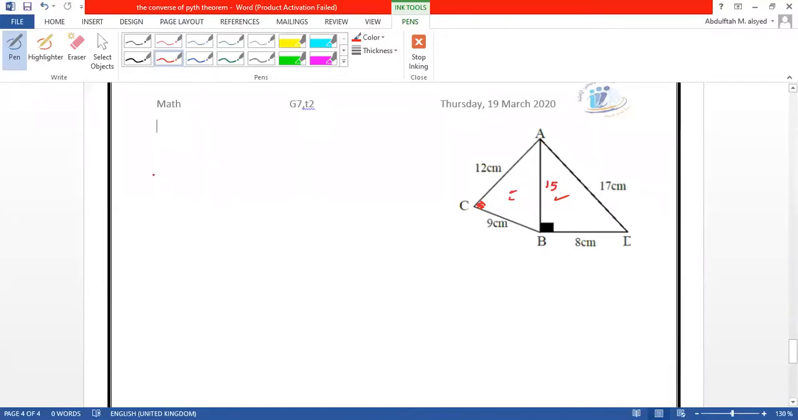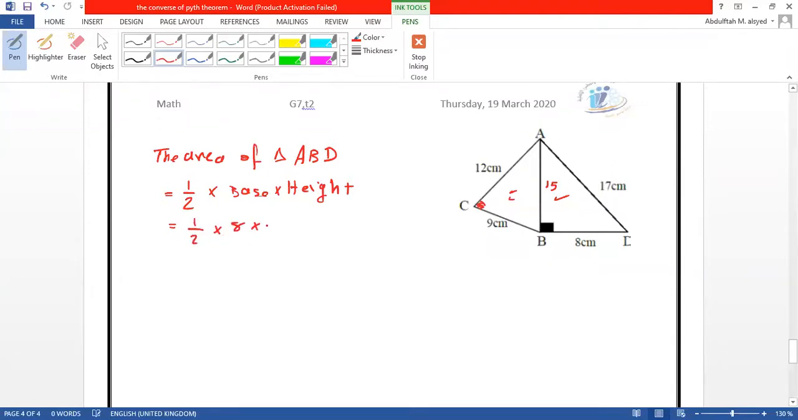Now we have to find the area of the triangle ABD first. As you know, the area equals half times base times height, which equals half times 8 times the height here, 15. This is the base and this is the height. So it equals 4 times 15 equals 60 centimeters squared.